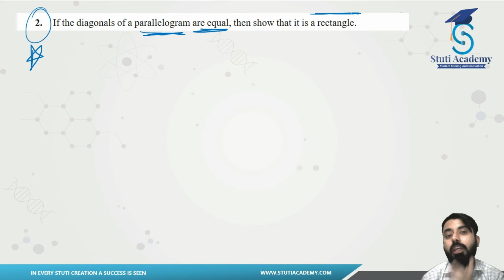Now remember, we have to draw the figure, the one we have to prove. So we have to prove the given figure is a rectangle. So I'm going to draw a figure like a rectangle. Let's draw it like this. But the choice is yours. You can draw it any way.